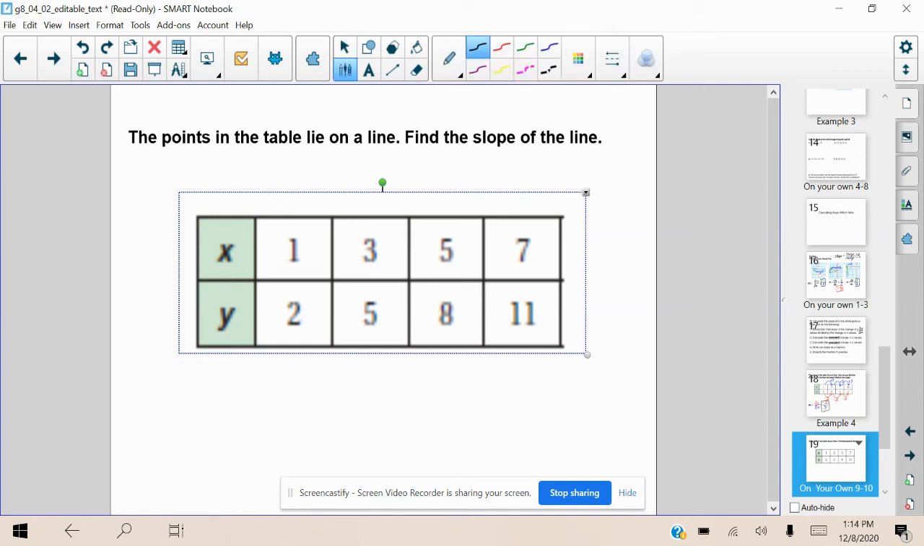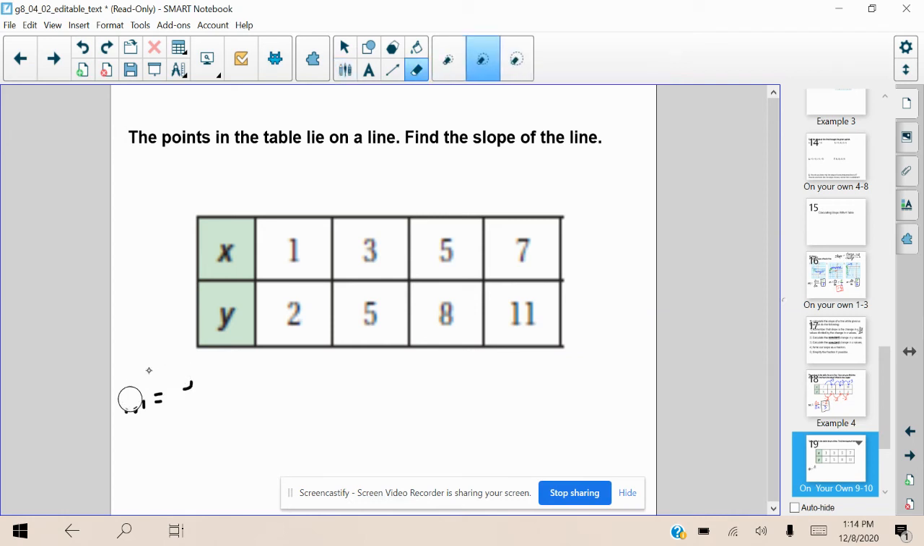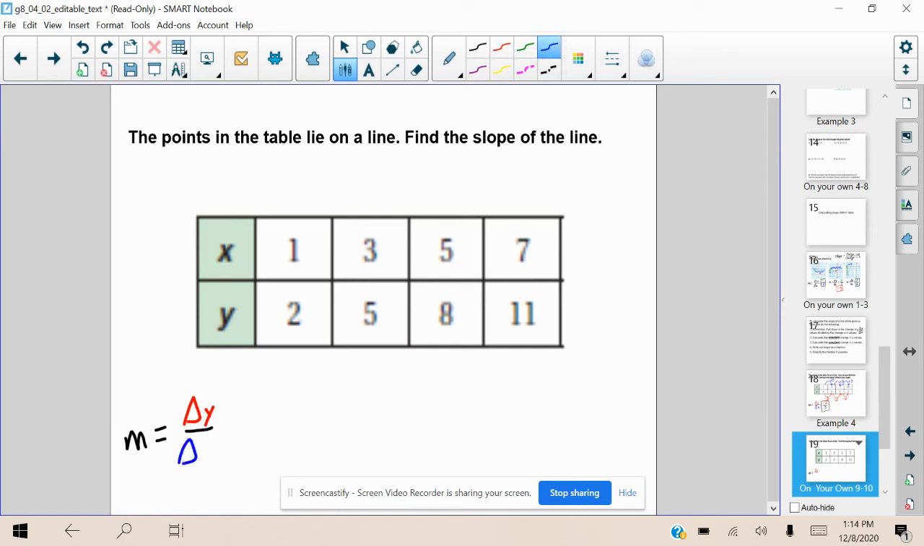All right, if you listen to my voice, that means you have attempted this problem and your paper looks active. That means you have actually attempted it and not just waited for us to go over. So we want to figure out slope, again, is the change. Our slope is equal to the change in y divided by the change in x. So we want to calculate those changes.